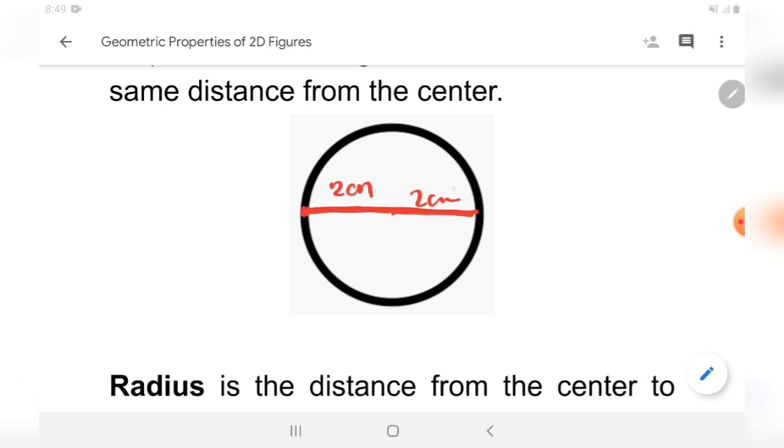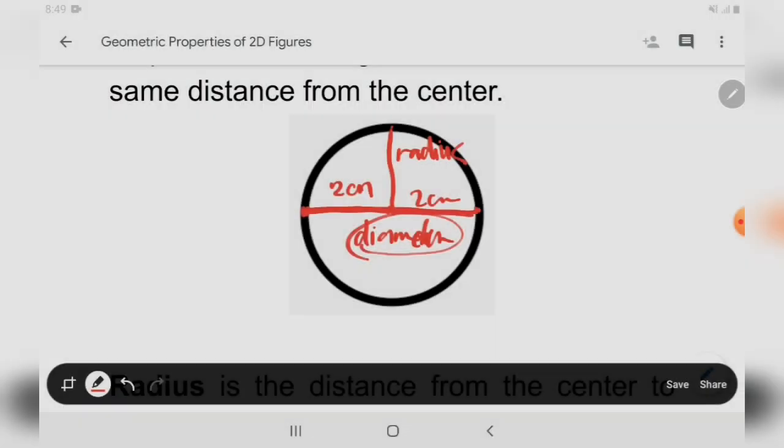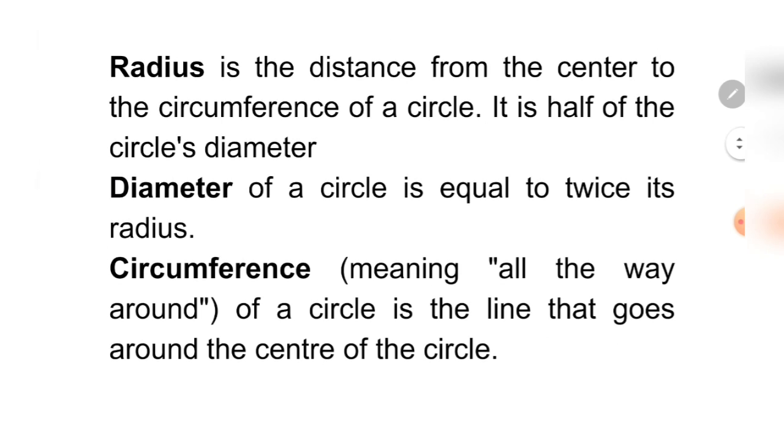That means this is 2 centimeters. From here to here, that's what you call the diameter. Again, the radius is only half. This is the radius, only half of the diameter.